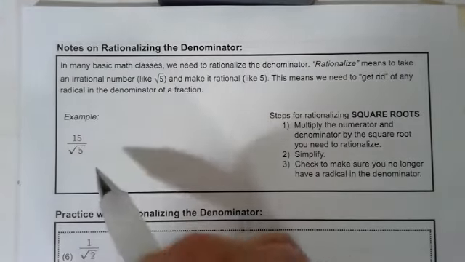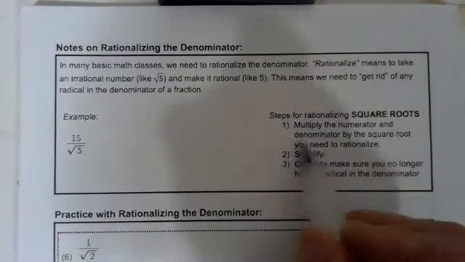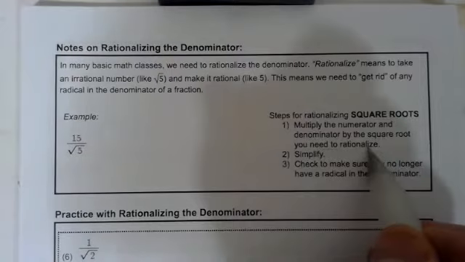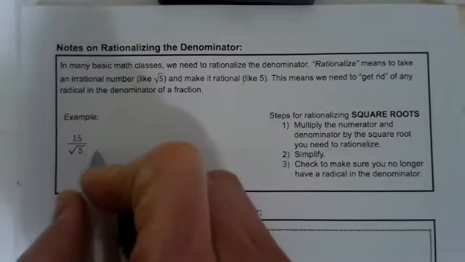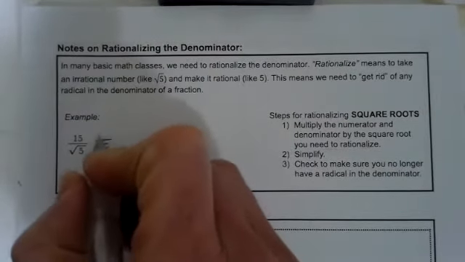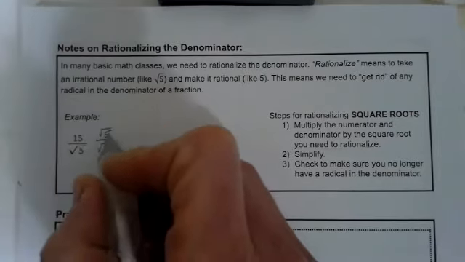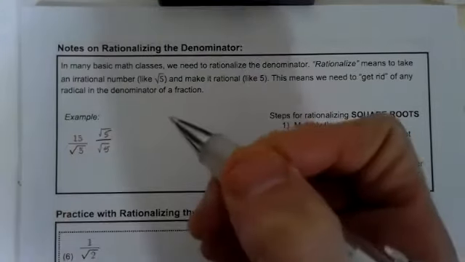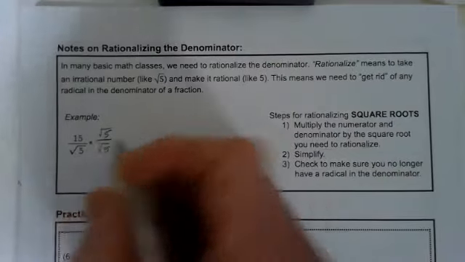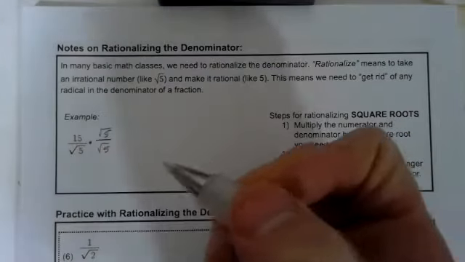Cool. So what we need to do is we multiply the numerator and denominator by the square root you need to rationalize. So we've got root 5 here. So we multiply by root 5 on the bottom and root 5 on the top, which this root 5 over root 5 just reduces to 1. So we're not changing the fraction at all. We're just multiplying it by 1 in a different form.